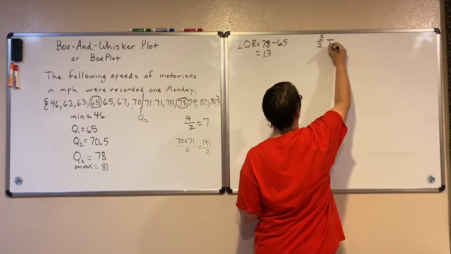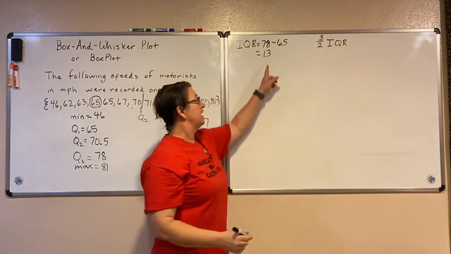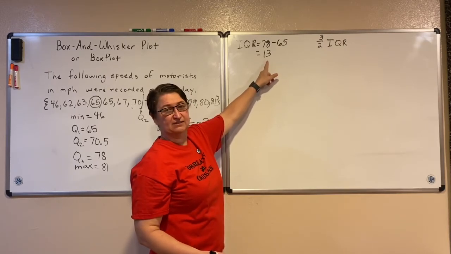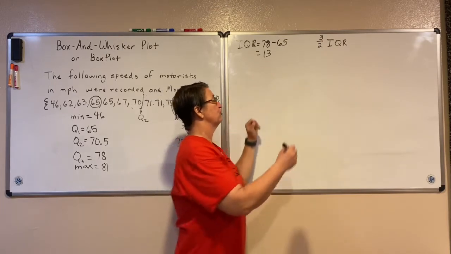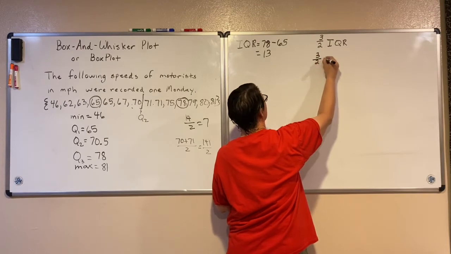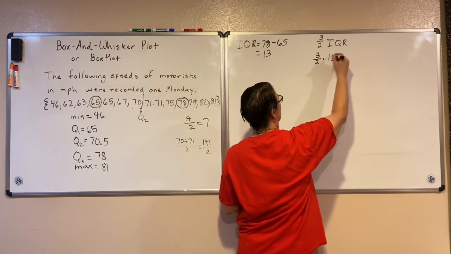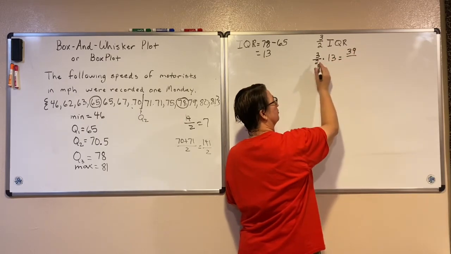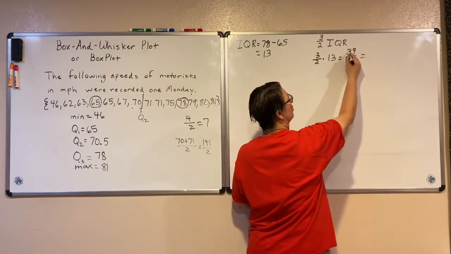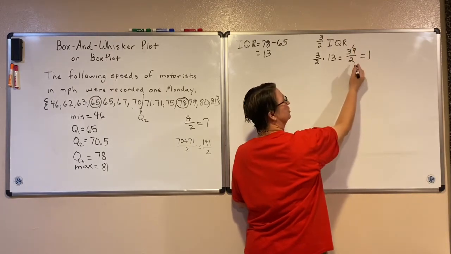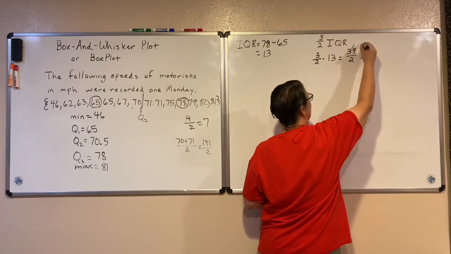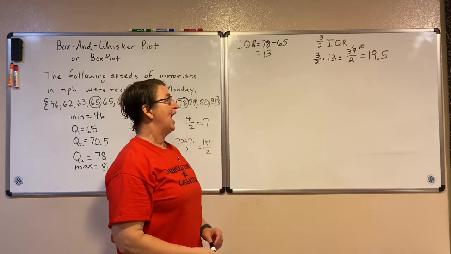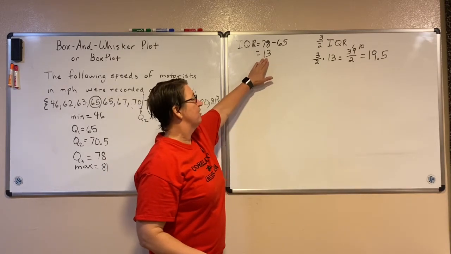1.5 IQRs. So I need 1.5 of these. Well, one of those is 13, and then half of that is 6.5. So I'm going to add that together. Or you can just multiply by 3 halves. 1.5 times the 13 will multiply straight across with fractions. You just multiply straight across, so you end up with 39 on top, 13 times 3, and on bottom it's 2. Divide that: 2 goes into 3 one time with 1 left over. 2 goes into 19 9 times with 1 left over. 2 goes into 10 5 times. So 19.5 is 1.5 of these IQRs.